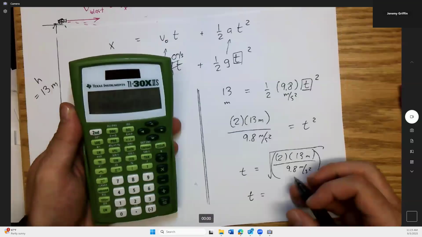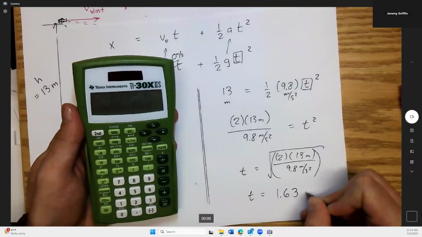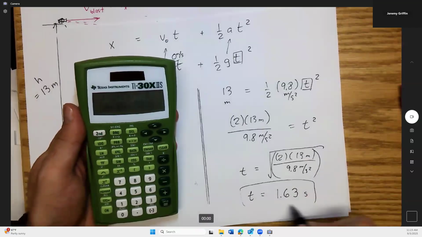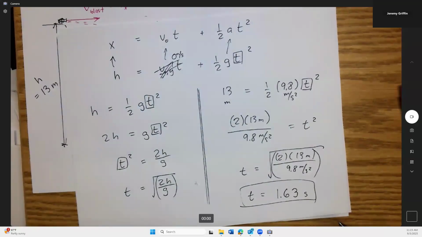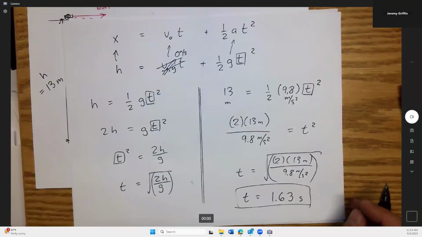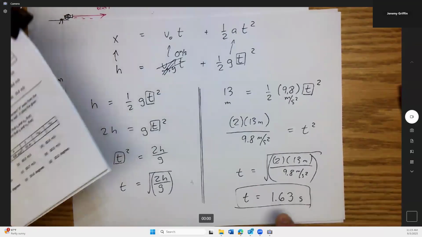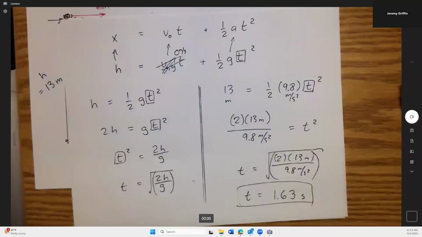Equals 13, and at 1.2. Okay, is this working out for you guys? Are you getting an answer choice on your paper? Okay, I got 1.63 seconds for my cliff. And oh yeah, that's totally an answer choice here. So I just answered number 5 on my paper. You guys get number 5 on yours?